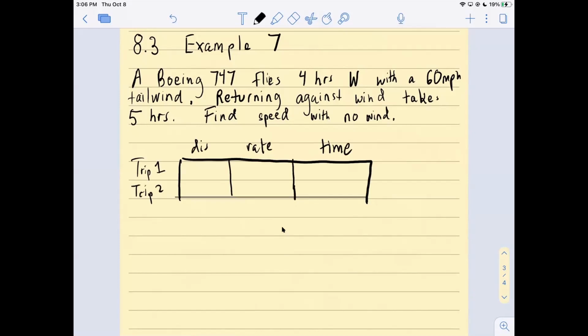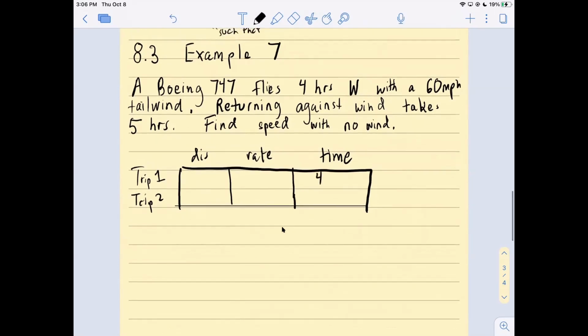What's something easy we can plug in right away? What are the easiest things to plug in? 60. 60 is true. We're going to talk about that in a second, but there's something a little easier. 4 hours, 5 hours. Yeah, there's no argument that the first one takes 4 hours, and the other one takes 5 hours.